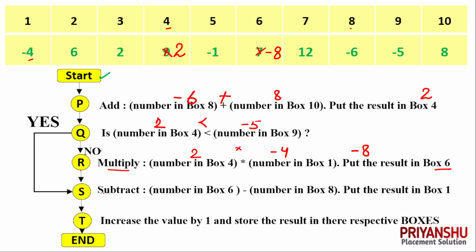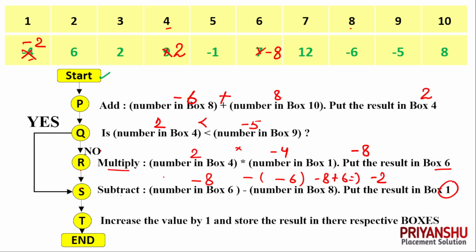Let's move to the next step. Subtract from box 6. Box 6 is -8, minus box 8, right. Box 8 has -6, so -8 minus -6 is nothing but -8 plus 6, which is -2. It will be put in box 1. It will be put in box 1, that is -2.